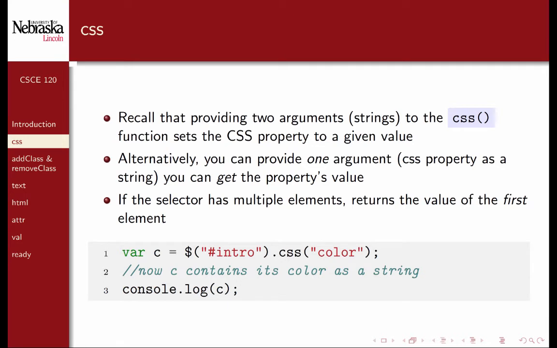When we first looked at the CSS function, we provided two arguments, strings, to set a given CSS property. When you provide one argument, you're actually retrieving the value of a CSS property. If the selector has multiple elements, it returns the value of the first element that it encounters. Let's take a look.